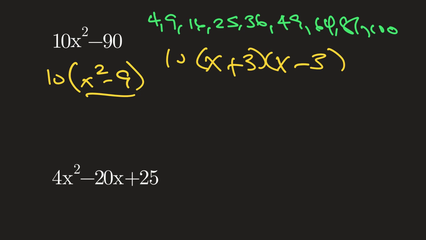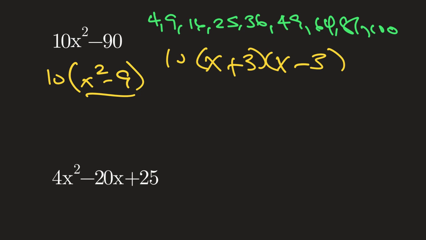Take a look at this next one now. And I think this is the last example. What do you notice about this one? How many terms? 3 terms. It's a trinomial. Leading coefficient is what? 4. So we're back to a trinomial. The leading coefficient is not 1, so it's not necessarily that easy type, right?